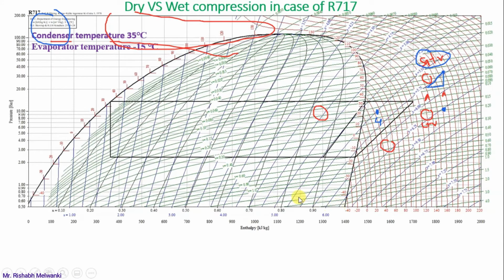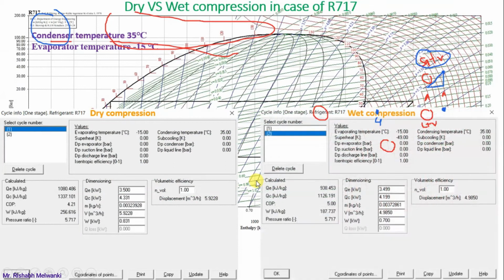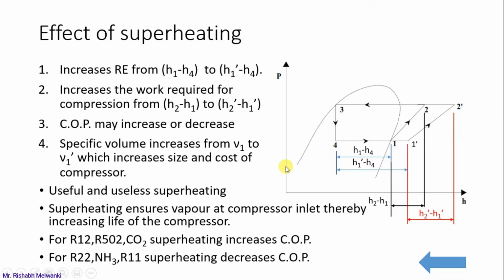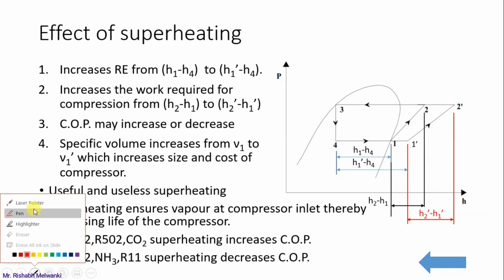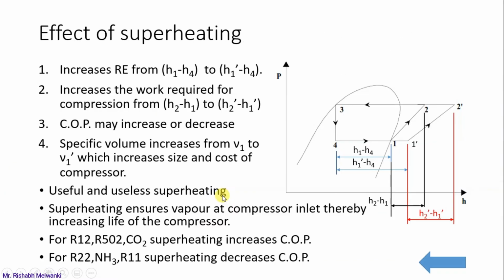Now we will see some examples of dry and wet compression. Before that, I'll go to one more topic. We will discuss the pH diagram and the effect of superheating. Now you have to observe over here. This is a very important slide, important from the viva point of view also, so understand this properly.